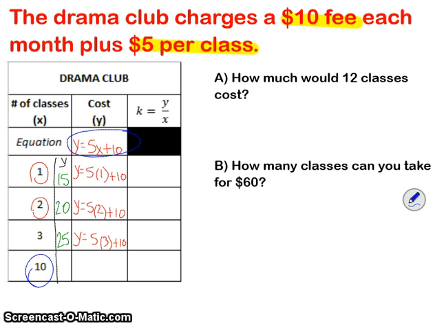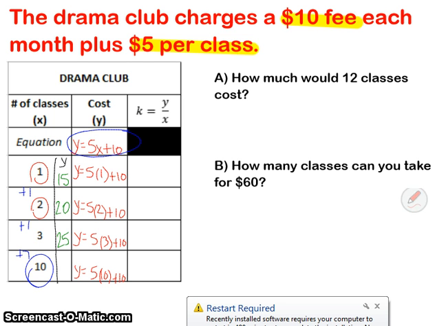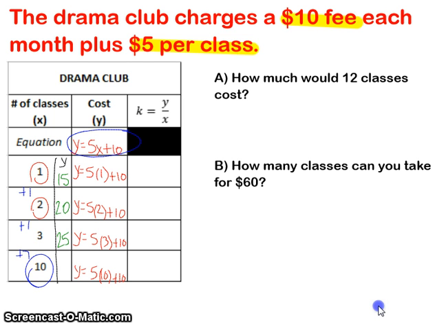I have a 10 here, so it was going plus 1, and then here it's jumping to plus 7. So I need to make sure that in my equation I write 10 instead of 4, because it's not increasing by 1 at this point. So I want to know how much it's going to cost for 10 classes. So I have y is equal to 5 times 10, and then plus 10. And so in order for me to solve this problem, I have to do 5 times 10, which I know is 50, and 50 plus 10, which I know is 60. So now I have filled in all of my y values.